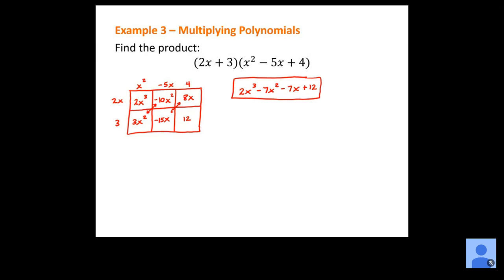Now, again, all we're really doing there is multiplying 2x times all three terms in the second set of parentheses, and then multiplying 3 by all three terms in the second set of parentheses. So if you can do that without the box, that's perfectly fine. If the box helps you to organize your work, that's perfectly fine too.